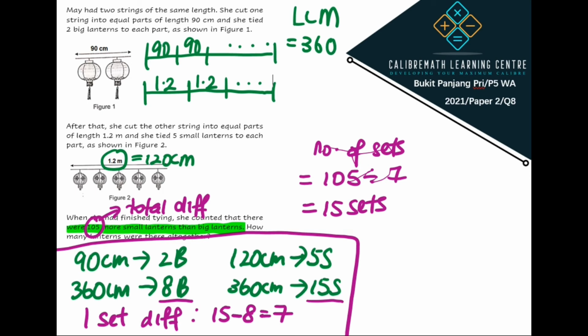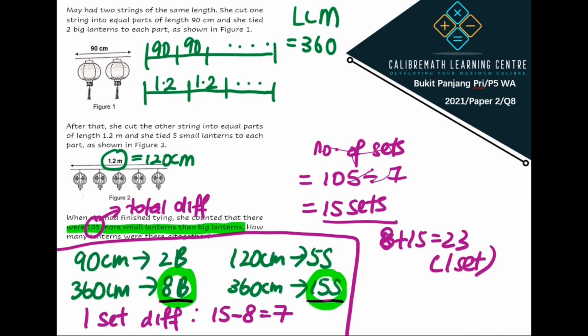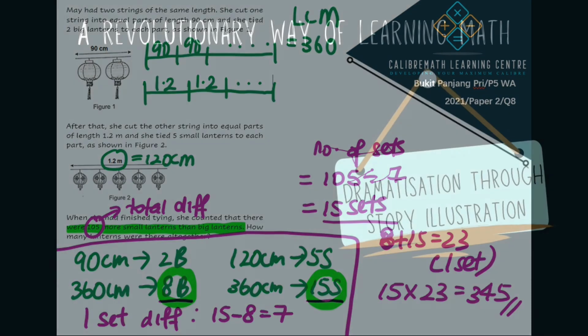Once we have found the number of sets, let's look at what the question wants. The question wants the lanterns altogether. Since we know that there are 8 big lanterns and 15 small lanterns in one set, that will give us a total of 8 plus 15, which is 23 lanterns in one set. And since we know that there are 15 sets altogether, we can use 15 multiplied by 23, and that gives us 345 lanterns. So the answer to this question is 345 lanterns altogether.